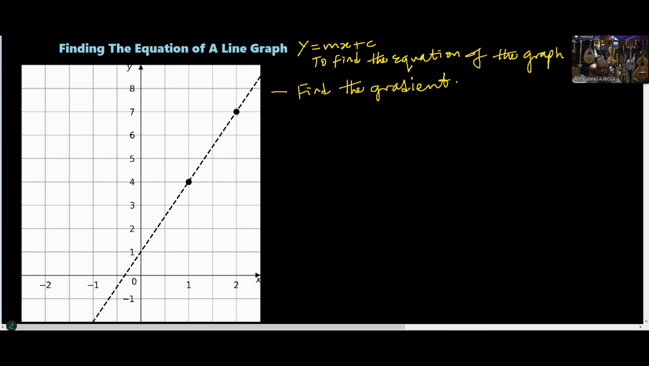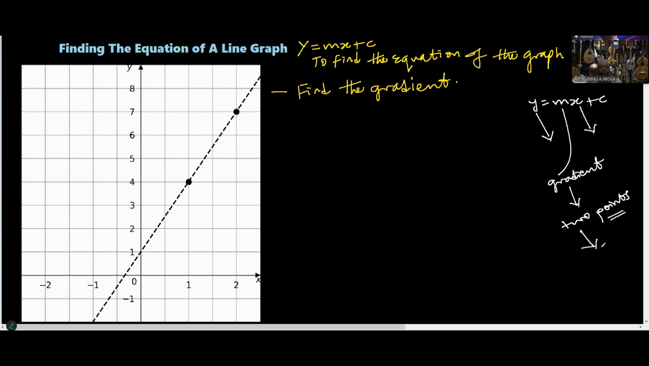Now, in that equation, y equal mx plus c, you know your y as y values and you know your x as x values. But the gradient, this is the gradient. So to get the gradient, you need 2 points on the graph, and the 2 points will have coordinates.